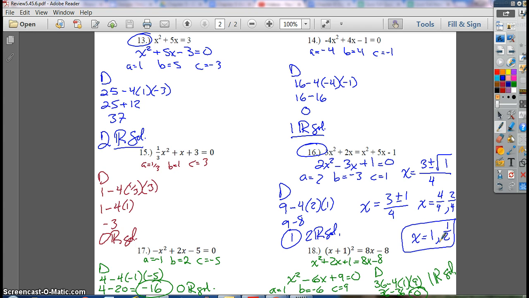I wouldn't do 13 then because I have my 1 solution for 2 real solutions. If you choose to do 13, your answer for this would have been -5 plus or minus the square root of 37 over 2.